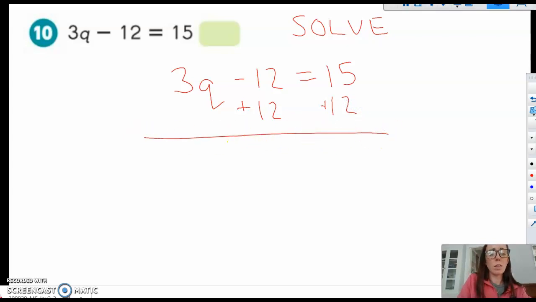I'm going to bring everything down. So the 3q I did not touch. The minus 12 and positive 12 cancels out. That's 0. And then 15 plus 12, I get 27.